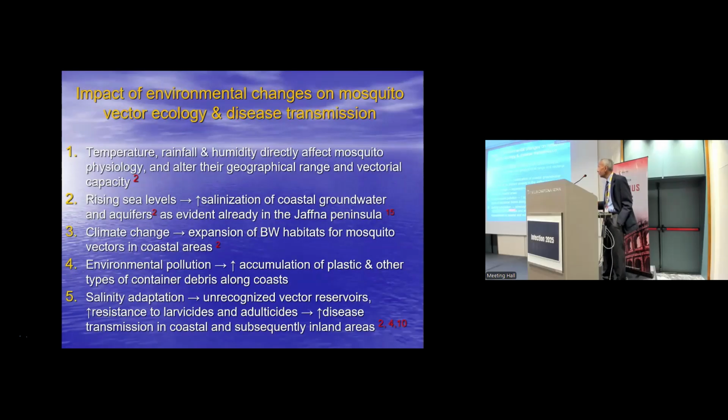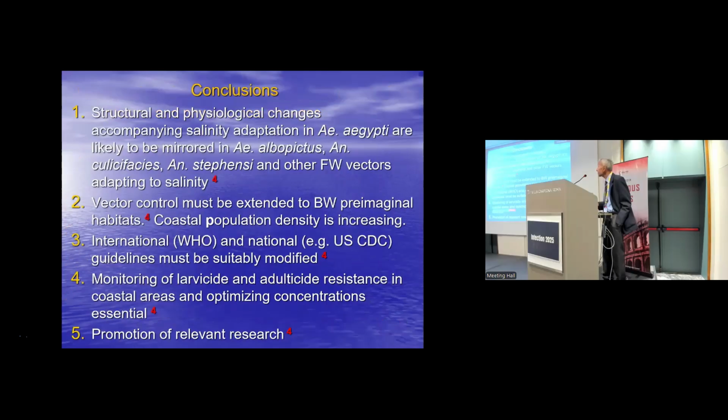So what are the impacts, to summarize again? We know the effects of temperature, rainfall, and humidity on mosquito physiology and geographical range. But rising sea levels are another factor, increasing salinization of coastal groundwater and aquifers, as we see in the Jaffna Peninsula, and expanding brackish water habitats in coastal areas. We also know that environmental pollution and the accumulation of plastic and other containers along coasts cause a problem. So basically, salinity adaptation means increased disease transmission in coastal areas.